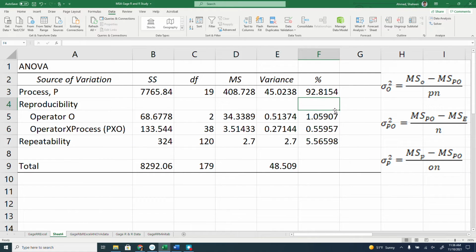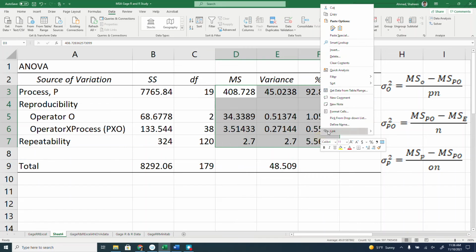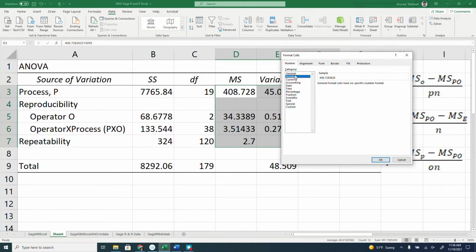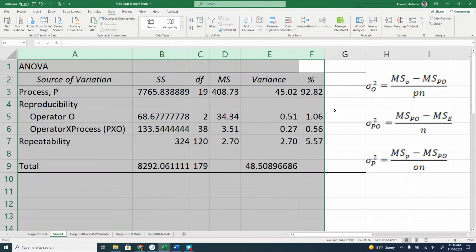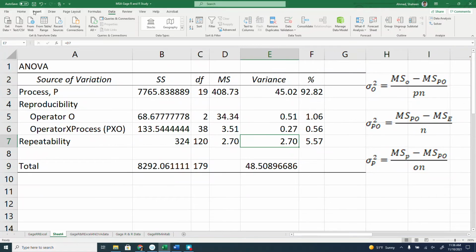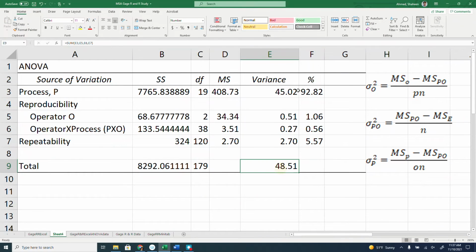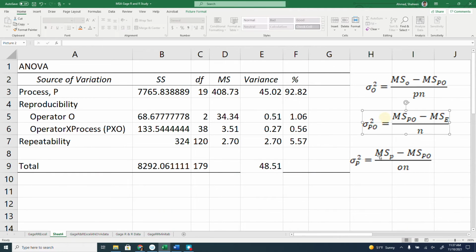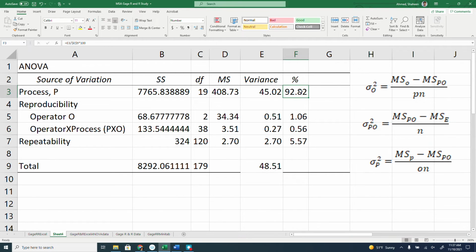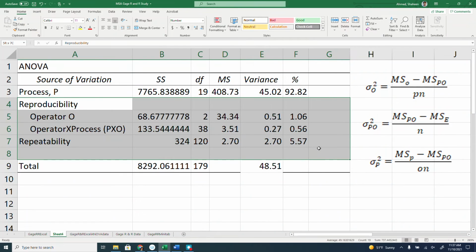So then I can simply copy that all the way down here. Too many decimal points. I really don't need that many. It should be good enough. Like that. Okay, so now we've got the percent variation. So you can see that the process variation is about 93%. The rest, about 7%, is due to the gauge. So all of these are related to the gauge.